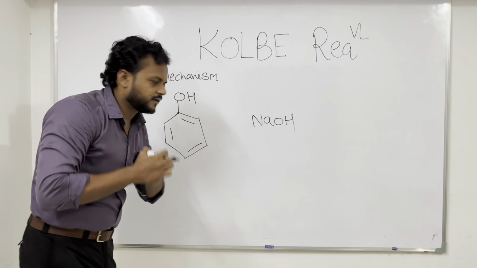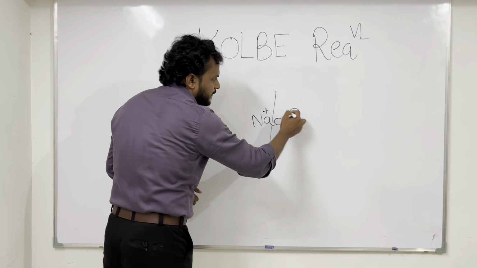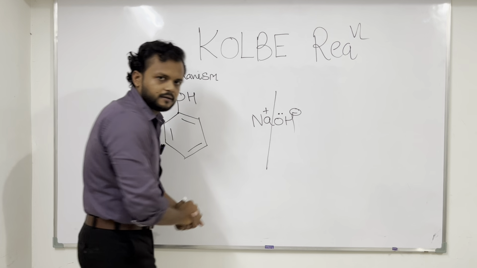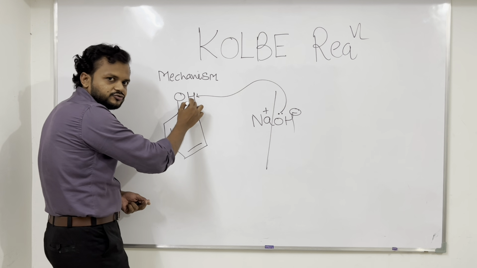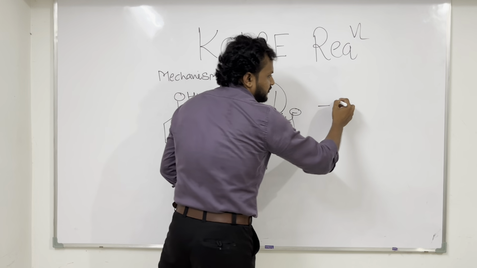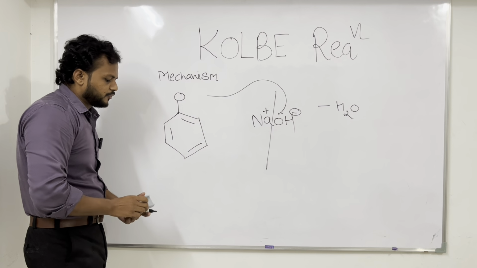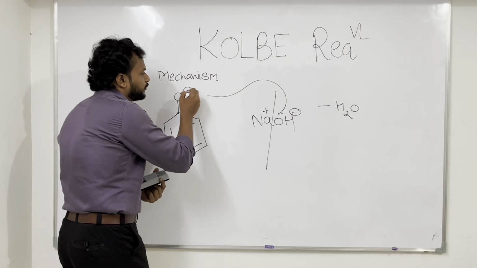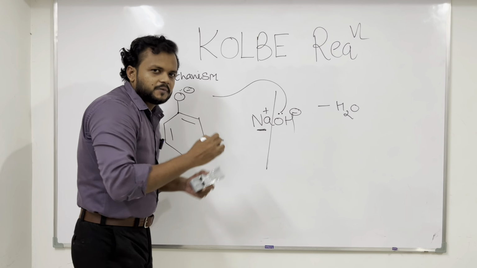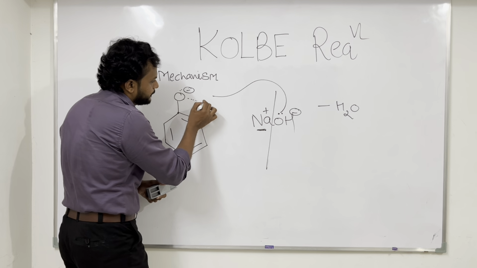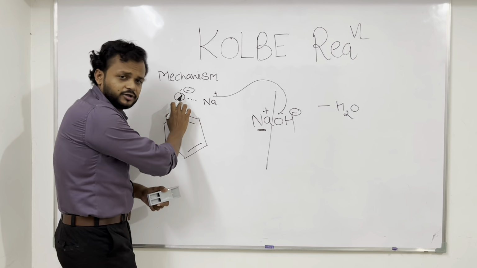In the first step of mechanism, we have phenol and sodium hydroxide, Na plus OH minus. OH minus has a lone pair, so that OH is going to abstract a proton, hydrogen from OH, and will leave as water. H is gone, and now there is a formation of phenoxide. And now the sodium is going with this oxygen to form sodium phenoxide. That is the ionic bond between sodium and oxygen.